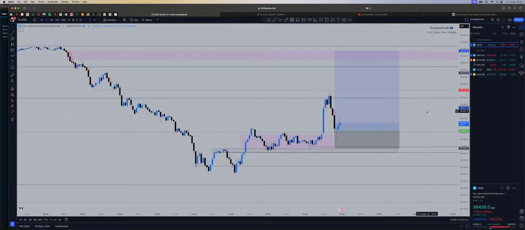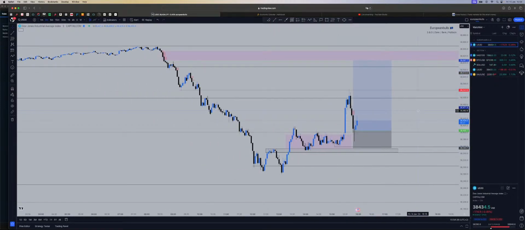So 40 seconds left for the news, and we'll see what it does. I'm out from the trades. I entered here around 404, 405, and the trade played really good. It played very nice around 1 hour, but no worries, no worries.